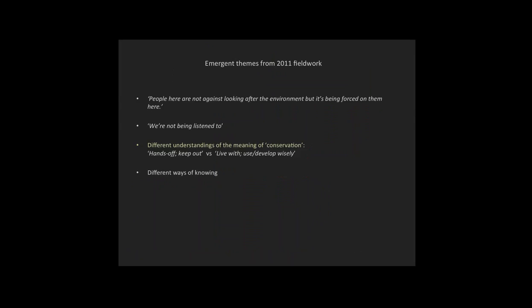And after I stayed on Barra for that month and a half, listening and talking to people, there were a few common themes which came out of that that really struck me, and one in particular which I wanted to explore further, which was around the meaning of conservation. What people on Barra understood conservation to mean, and what people on Barra perceived the Scottish Government and SNH's understanding of conservation to be, seemed to be two very diametrically opposed things.